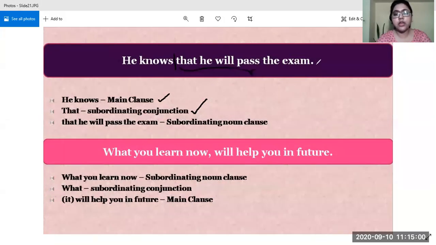So that he will pass the exam is a subordinating noun clause, because let us ask the question what. He knows what? He knows that he will pass the exam. He knows what? That he will pass the exam. So the answer which we get to the question what gives us the subordinating noun clause.